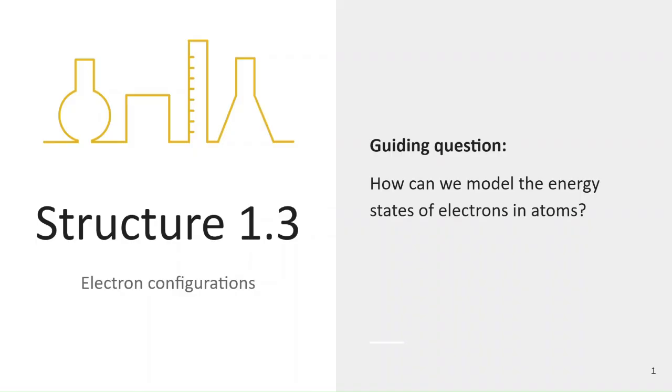This part of the syllabus is about electron configuration, so I'm going to talk about where the electrons are, what they're doing, why they're there. And our guiding question for this part 1.3 is how can we model the energy states of electrons in atoms?